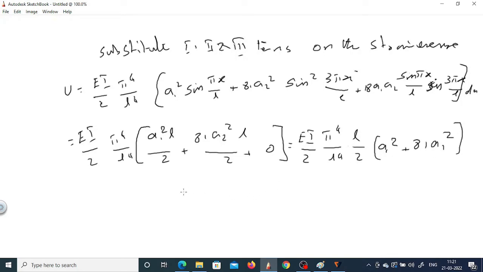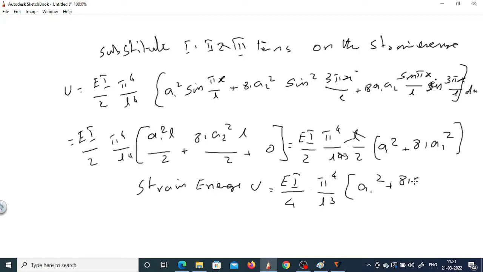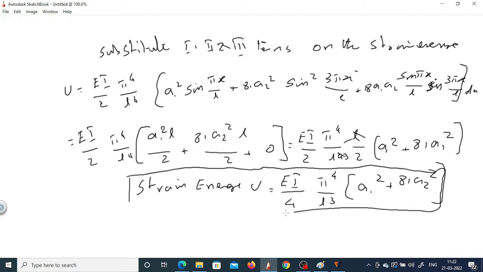So this is the strain energy. The strain energy I got from the equation is U equal to EI, 2 plus 2. Already 2 is available here, and 2 is also available here, so 2 plus 2 is 4. Here L power 4, and here L is available. If I remove it, I get pi power 4 divided by L cube into A1 square plus 81 A2 square. Likewise, I got the function of strain energy from these derivatives.